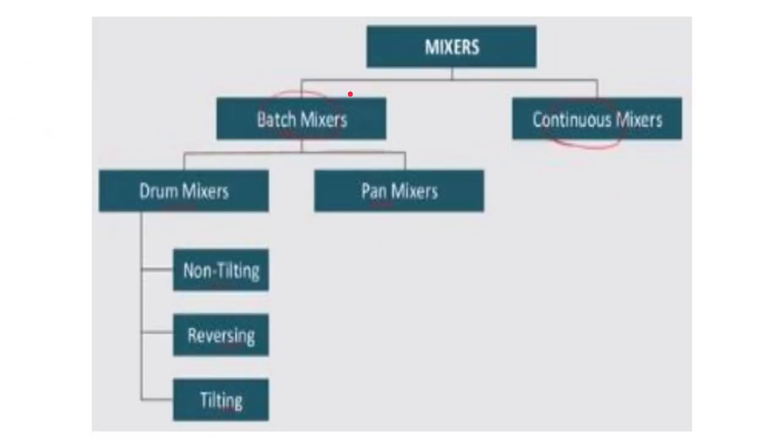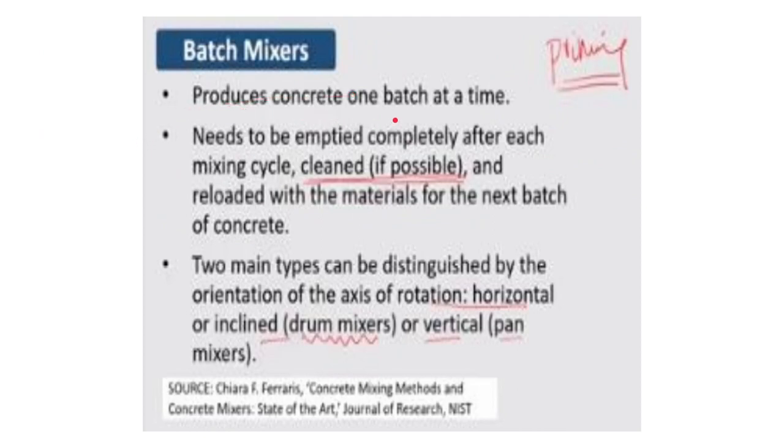So what is a batch mixer? It produces concrete one batch at a time. It needs to be emptied completely after each mixing cycle, cleaned if possible, and reloaded with the materials for the next batch of concrete. There are two main types that can be distinguished by the orientation of the axis of rotation: horizontal or inclined, which are drum mixers, and vertical, which are pan mixers. We shall discuss every type in detail.